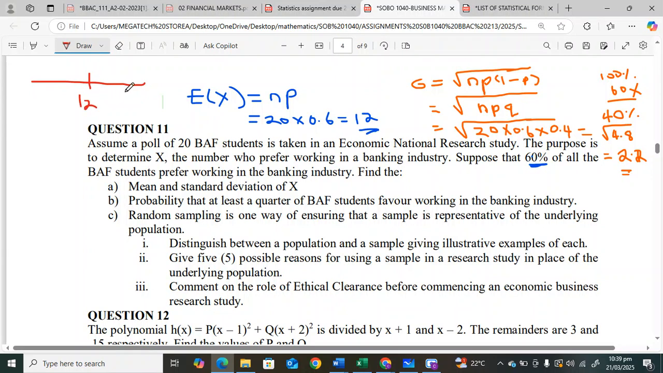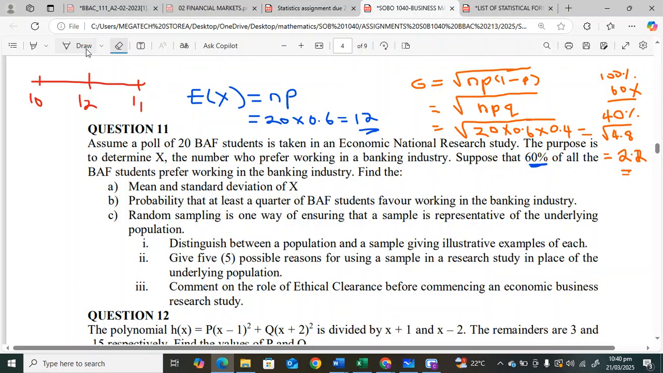12 plus 2.2 is 14.2. 12 minus 2.2 is 10.2. But since we're dealing with students here, number of people, decimals really don't matter, so we just put 10 and 14.